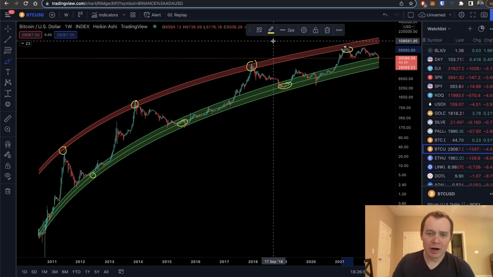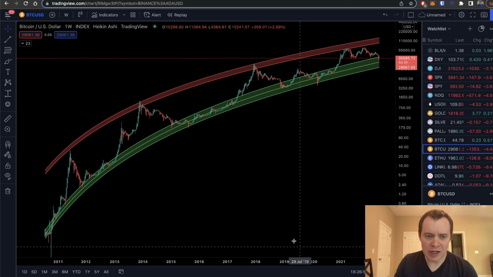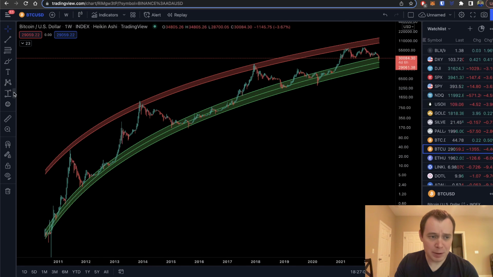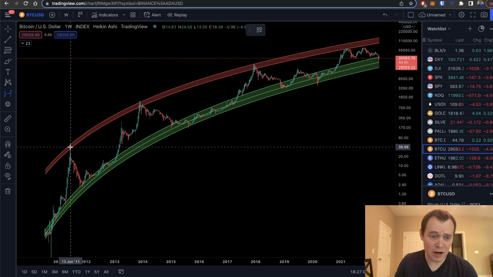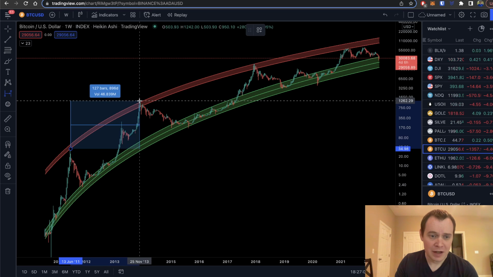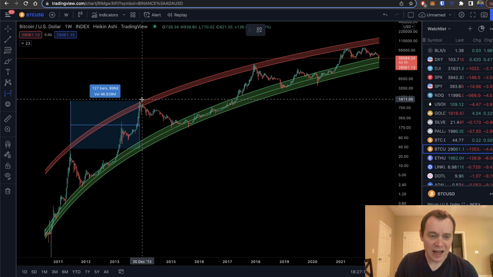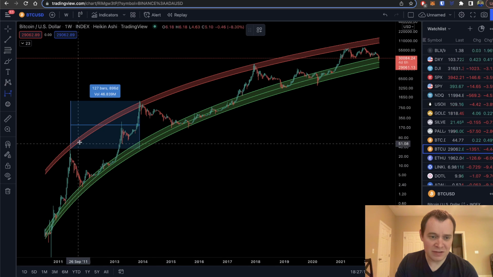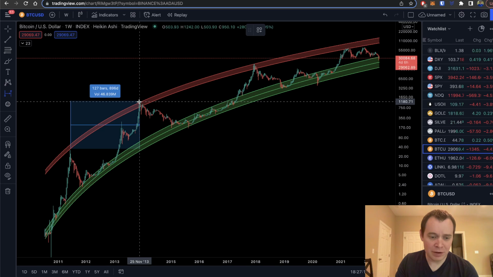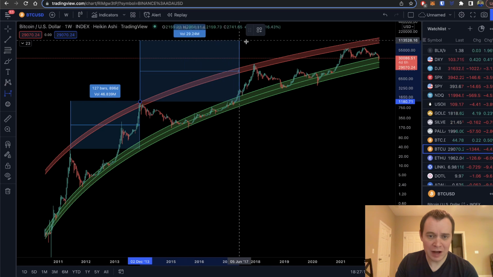Now, one of the things we can do is we can kind of measure how long it takes to go from, say, a peak to another peak. And it is actually somewhat random, right? This first one you can see took about 896 days. And this, if you look, this is from May of 2011 until November of 2013. So it took approximately 2.5 years.